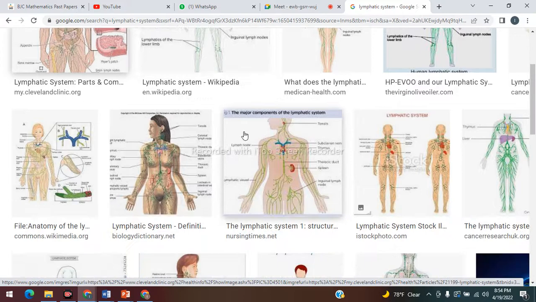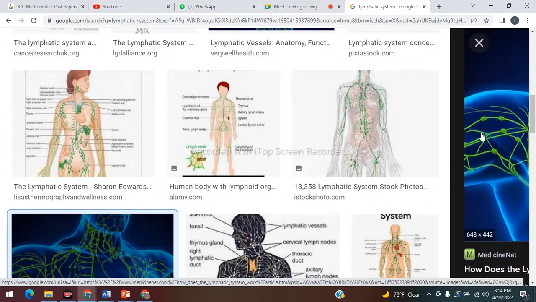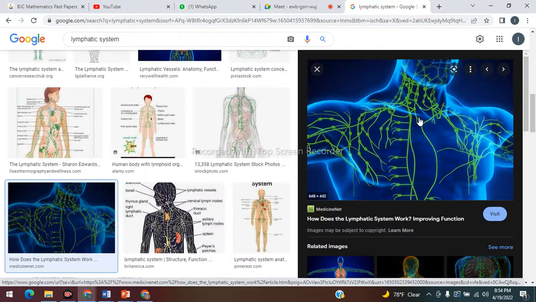Now, this lymphatic system for the woman, da da da. They usually represent it in green. It's nice, pretty.